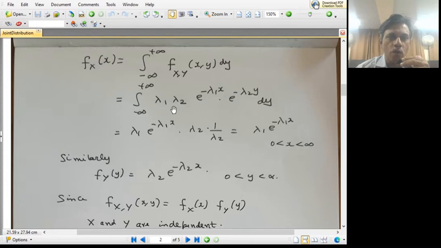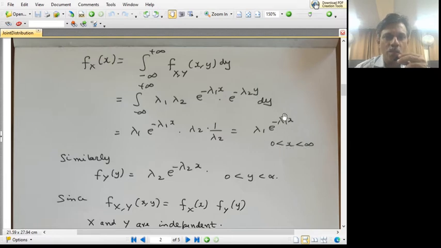Now to proceed, we can take out the terms which are independent of y, that is lambda 1 e power of minus lambda 1 x, and lambda 2 can be taken out. What remains is the integral from 0 to infinity of e power of minus lambda 2 y dy, and that between the limits 0 to infinity will only lead to 1 over lambda 2, which we have already seen with respect to the exponential distribution. So on cancelling lambda 2, you get lambda 1 e power of minus lambda 1 x, and this is valid over the range of x. Y is now irrelevant, so x lies between 0 to infinity.